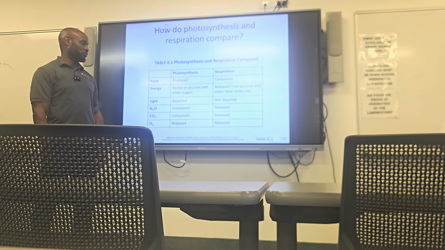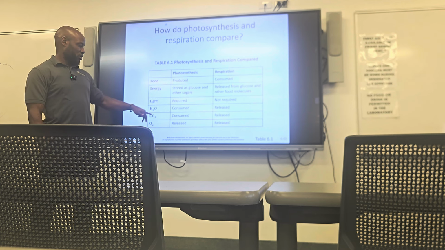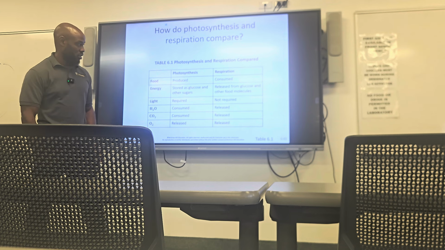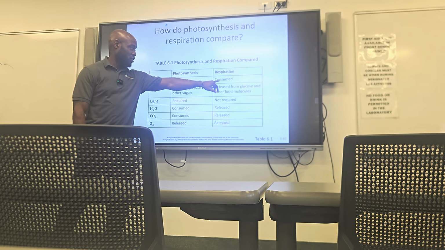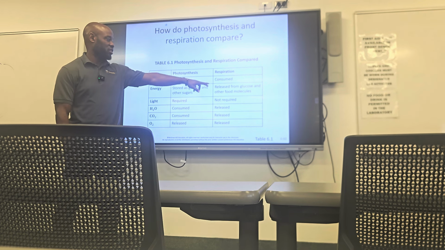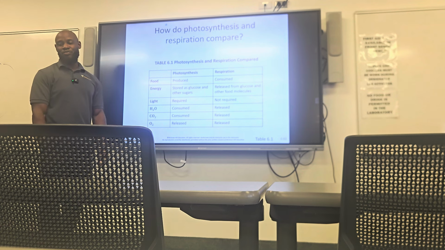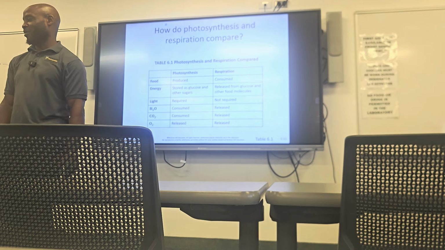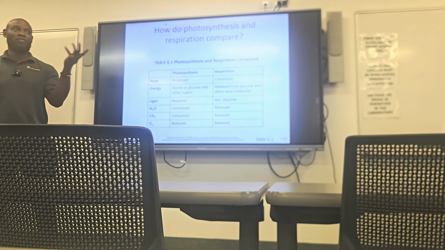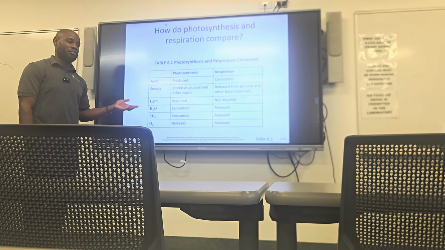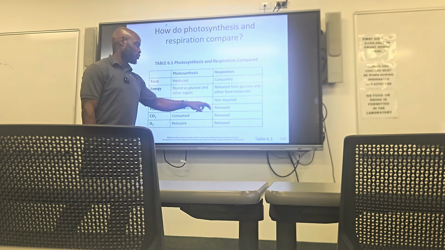Photosynthesis produces food that we can consume. For photosynthesis, light is required, water is required, carbon dioxide is consumed, and oxygen is released. In respiration, we consume food, and energy is released from glucose and other food molecules. We can eat in pure darkness and be just fine. Humans can operate in darkness; it's good to have light for other reasons, but your body can produce all the energy it needs in darkness. That's the end.